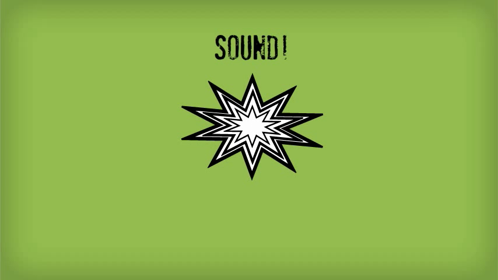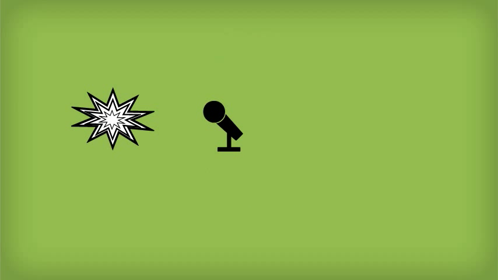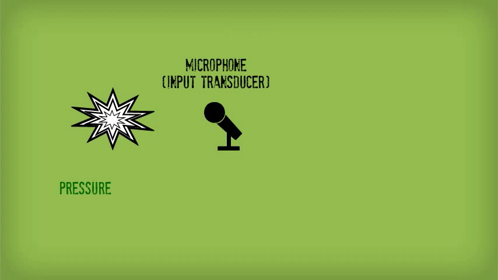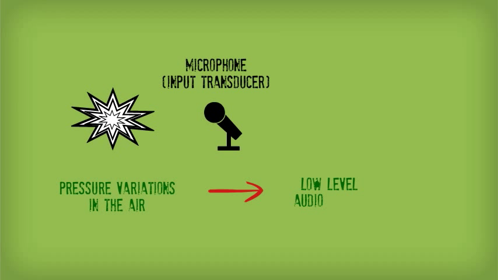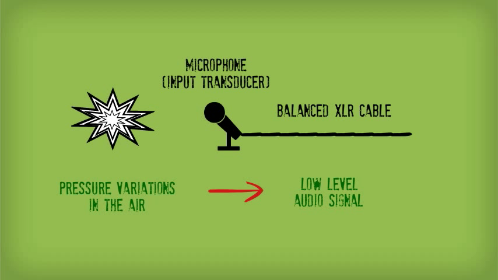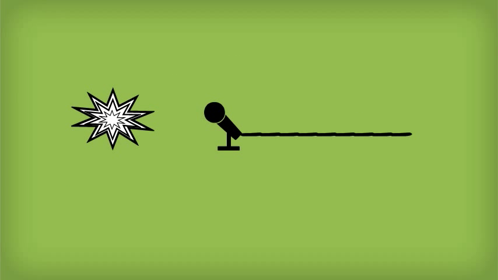First of all, we will find sound as pressure variations in the air which will be captured by our microphone. This microphone will act as an input transducer, which simply means that it will transform the pressure variations into a low-level audio signal or voltage variations that will be sent to the rest of our equipment using an XLR cable. This is a balanced cable and avoids interference and external noise.